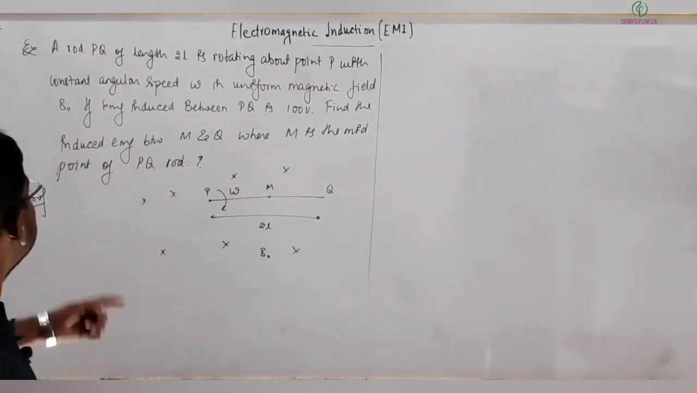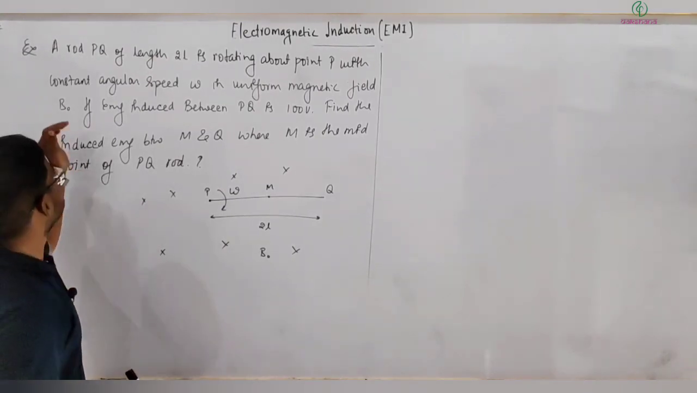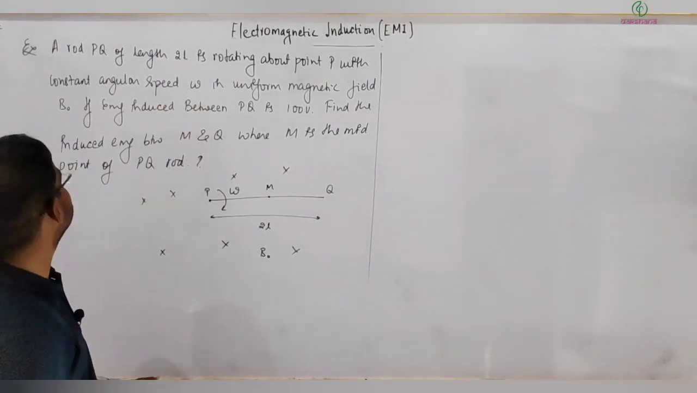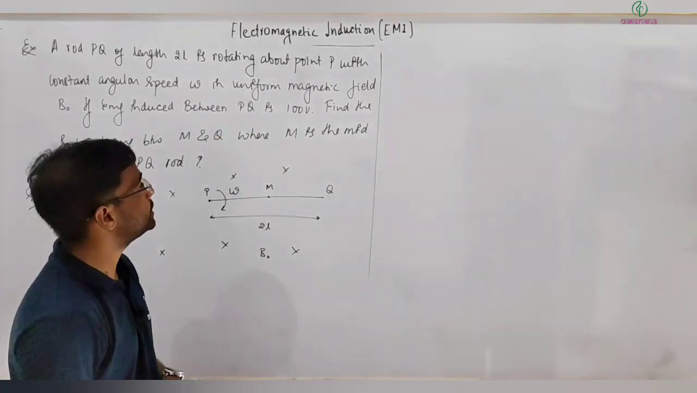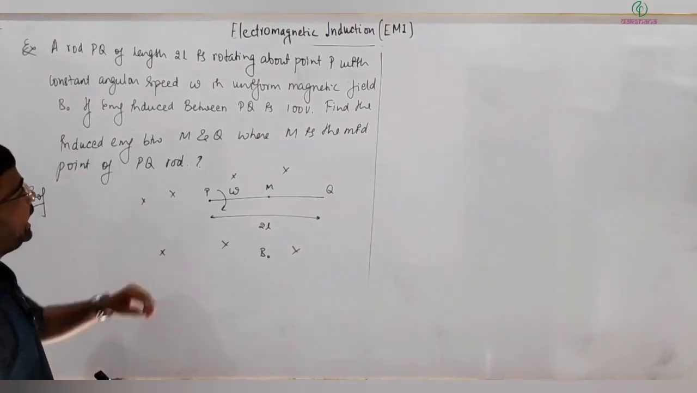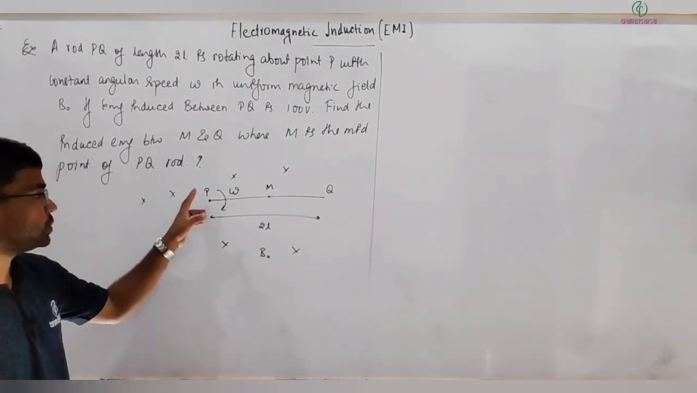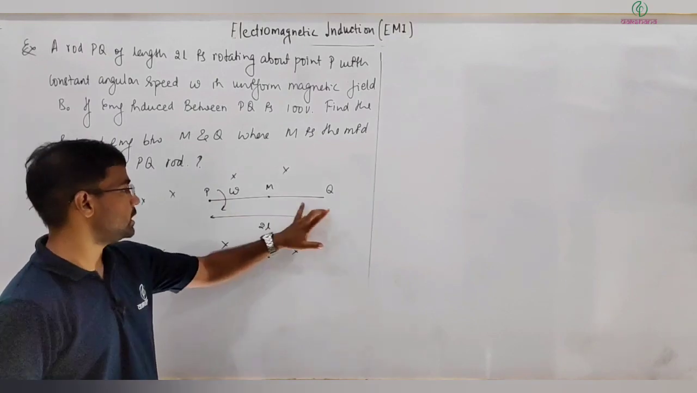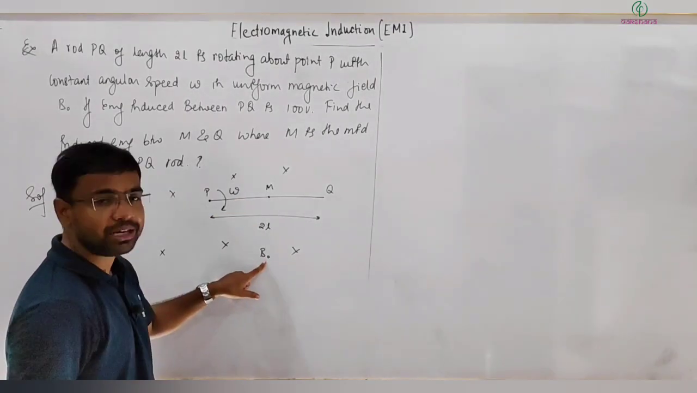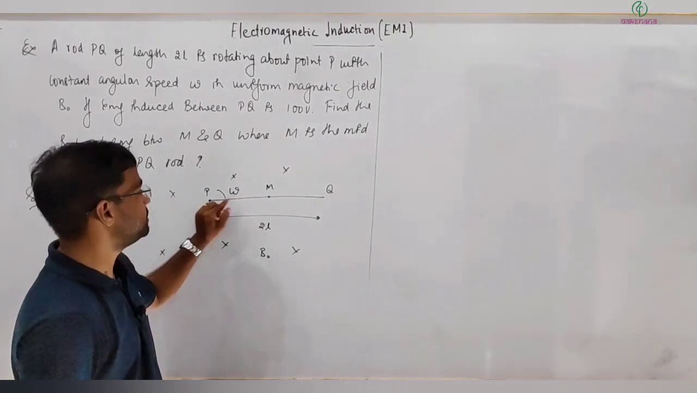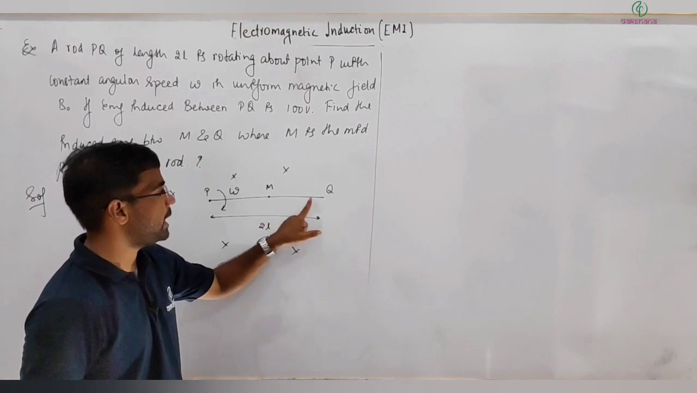Okay, so let's see one problem. A rod PQ of length 2L is rotating about point P with constant angular speed omega in a uniform magnetic field B naught. If the EMF induced between P and Q is 100 volt, find the induced EMF between M and Q, where M is the midpoint of the rod PQ. So this is the diagram given to you. PQ is a rod of length 2L, rotated with angular speed omega in uniform magnetic field B naught about point P, and the EMF induced between the P and Q ends is given as 100 volt. Now you are asked to find the EMF between M and Q.